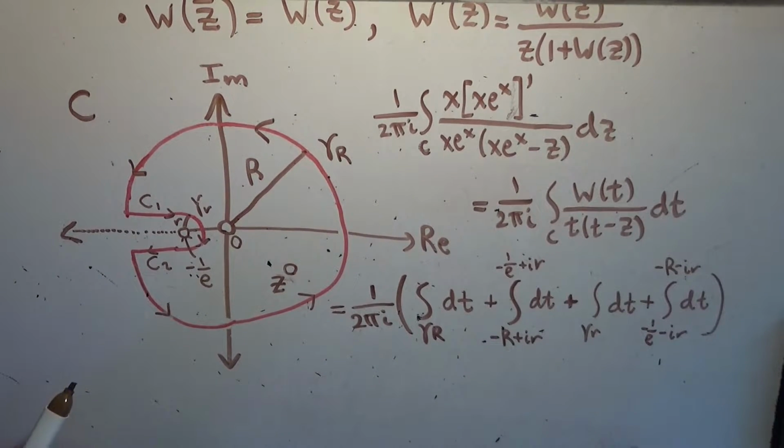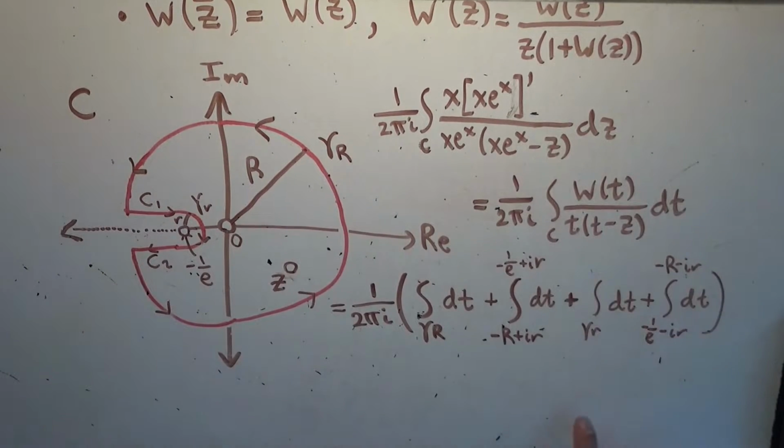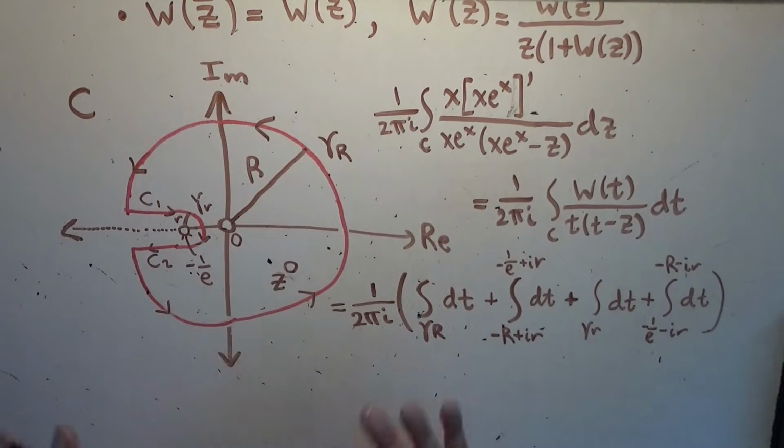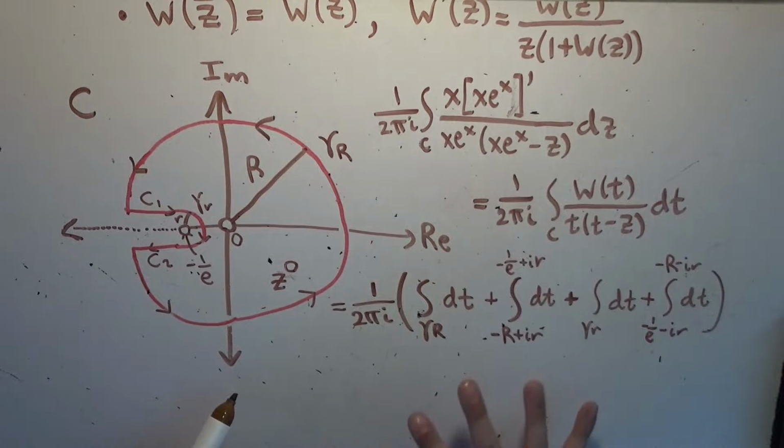And how they go to 0 is because capital R is going to infinity, and little r is going to 0, right? Those are the 2 assumptions. But we'll have to actually do that as the last step.